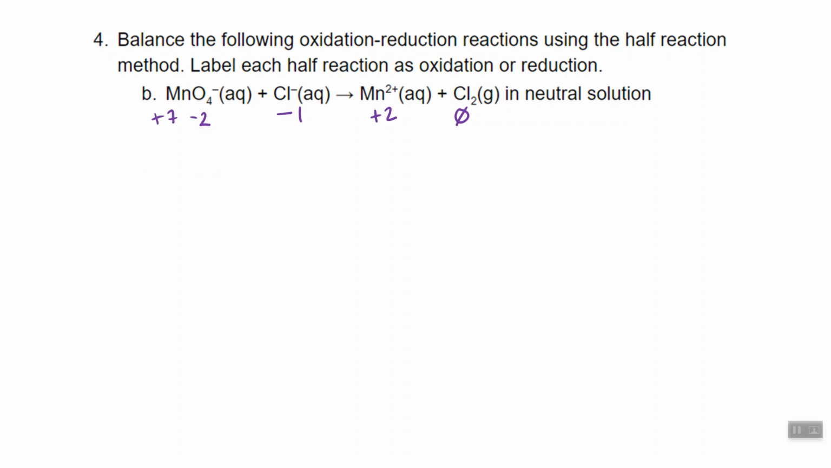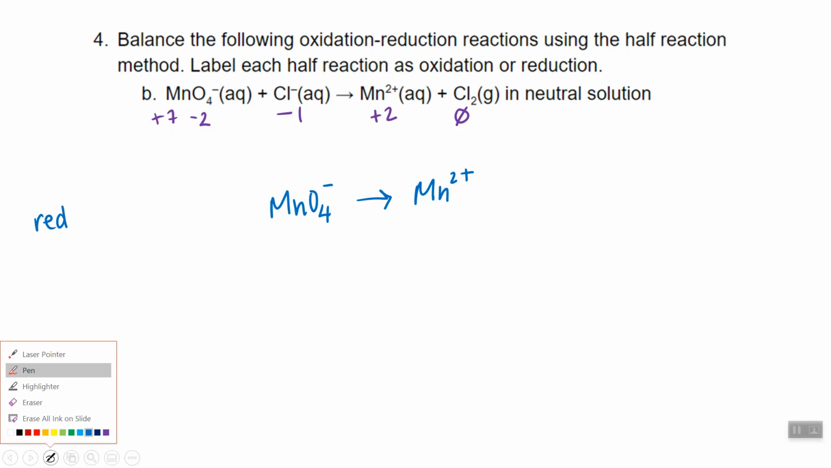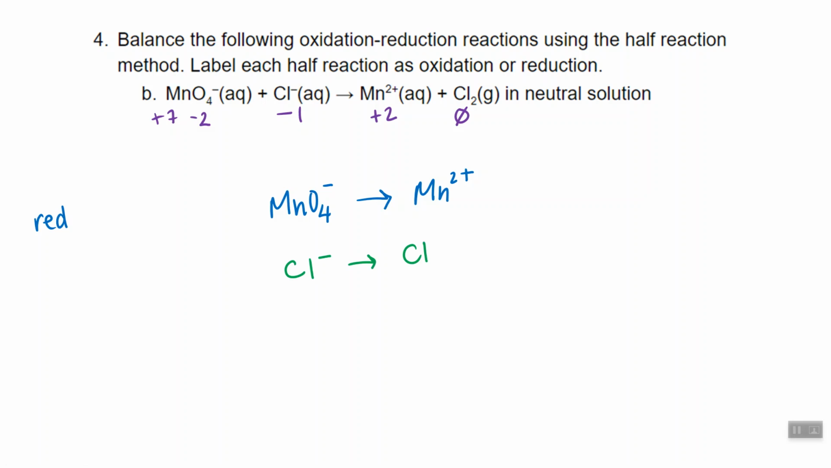Okay, so now we can identify our oxidation and reduction. So MnO4- is going from +7 to +2. So that's going to be my reduction here. So my oxidation then is the chlorine. So the chlorine is going from -1 to 0.